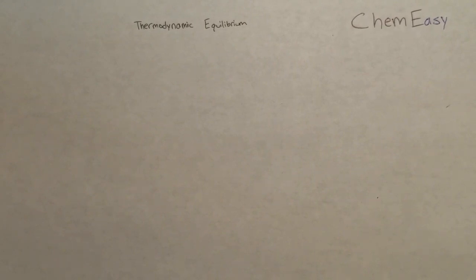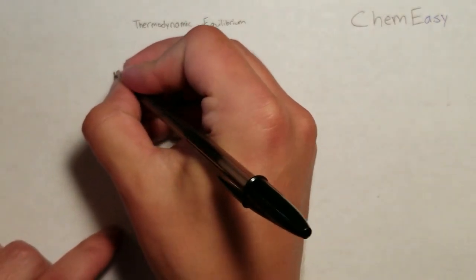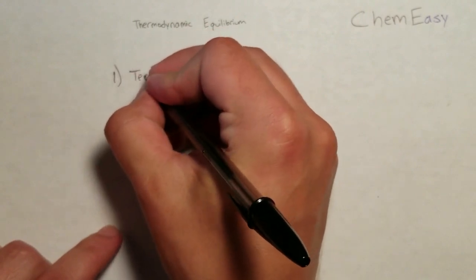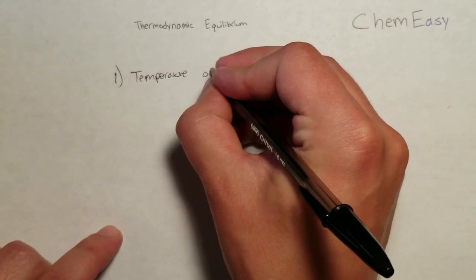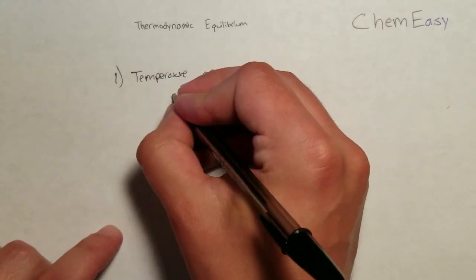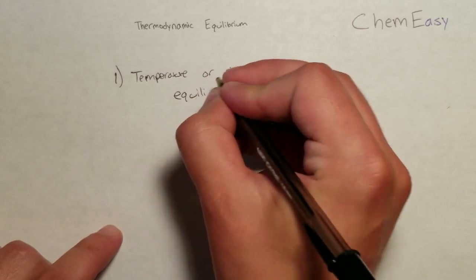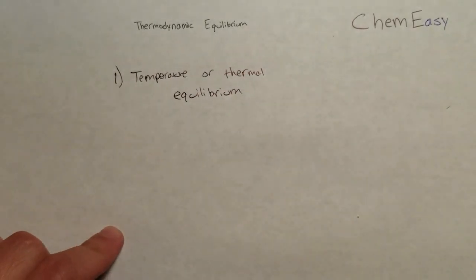The thing to remember is that there are three important equilibriums that must be reached in order to achieve thermodynamic equilibrium. The first one, very easy, is temperature or thermal equilibrium. So let me write that down. Number one, we have temperature or thermal equilibrium. This is not very difficult.